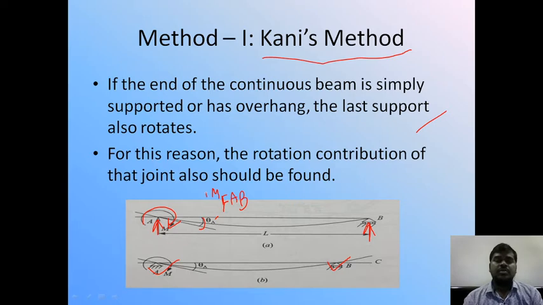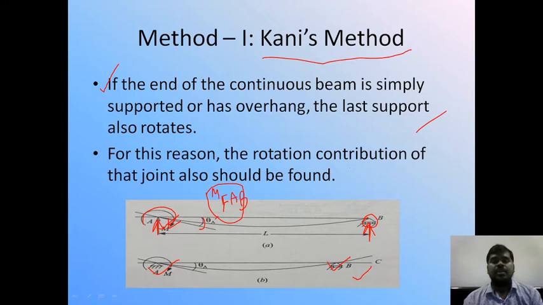Due to this overhanging portion, MFAB will be changed. So let us go to the first point. If the end support of the continuous beam is simply supported or has an overhang, the last support also rotates. I just explained this. If this is a simple support or an overhang like this, you can see support A. What happens if it is fixed? The theta A will be 0. If it is not fixed, there will be some theta A.